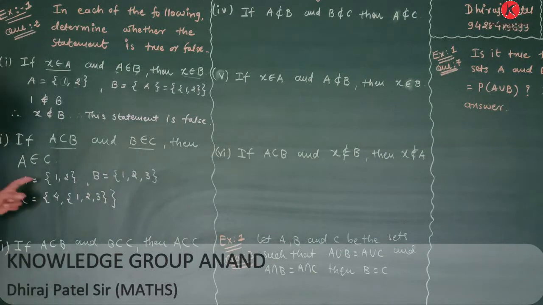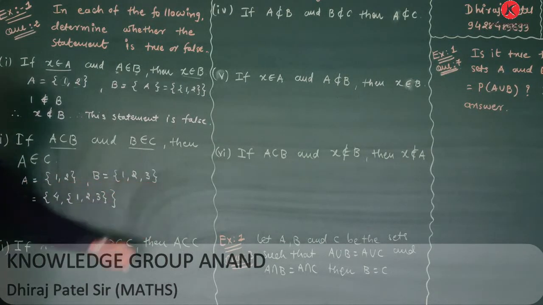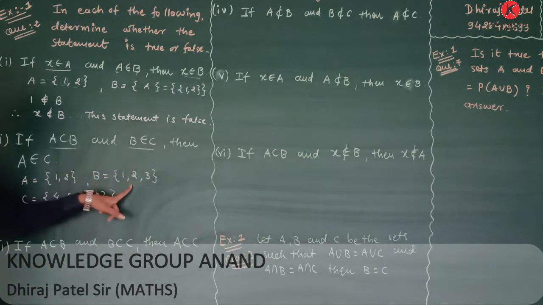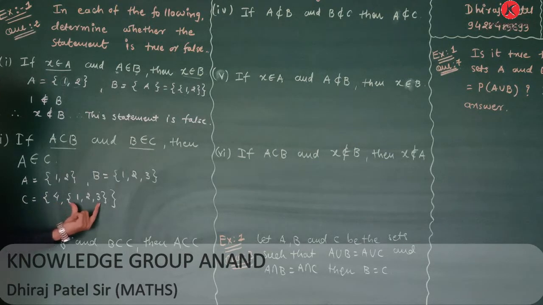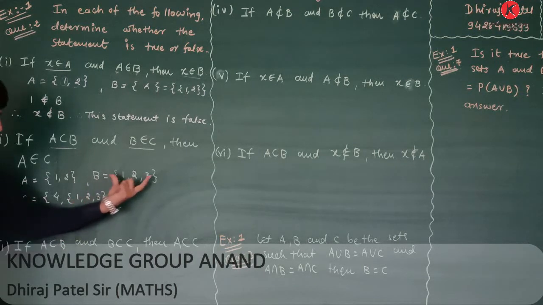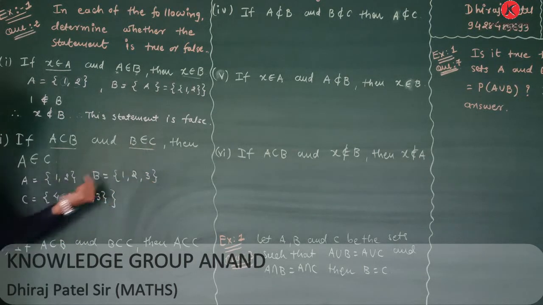So, set A equals {1, 2}, set B equals {1, 2, 3}. That means A subset B, because all the elements of set A are inside B. Now, I am considering set C such that C equals {4, {1, 2, 3}}. This is the first element, this is the second element. Here, set B is the element of set C. B belongs to C. Then, does A belong to C?